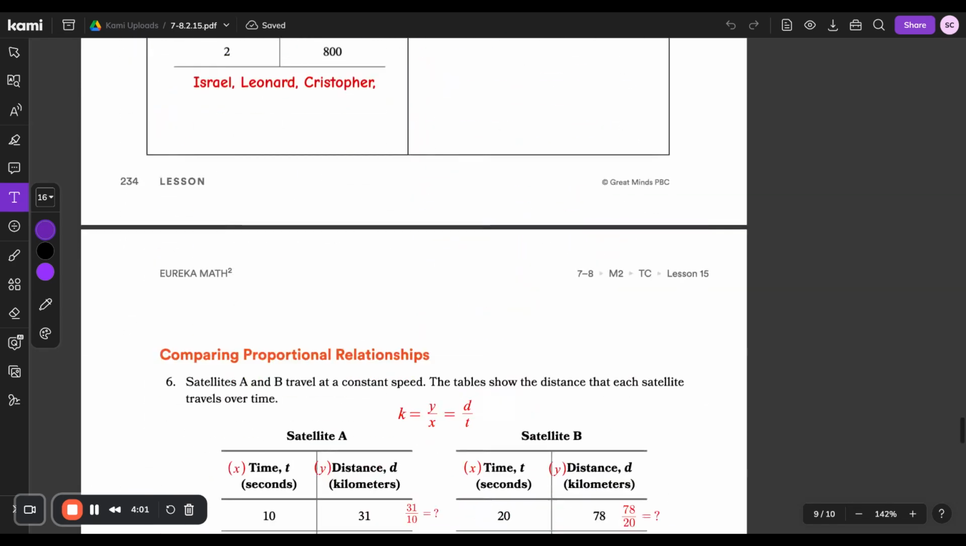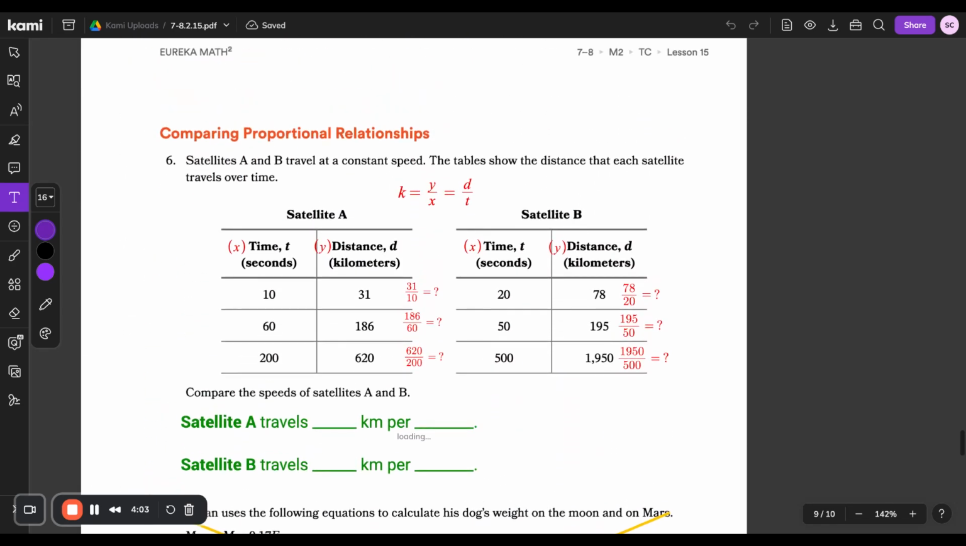After you've done number 5 on your own, you are going to go to number 6, where we are comparing different proportional relationships. For this example, you see satellite A and satellite B. You have their time, T, and their distance, Y. Even though these two are different variables, time still represents X and distance is still representing Y. So if you do Y divided by X, it would be the same thing as D divided by T.